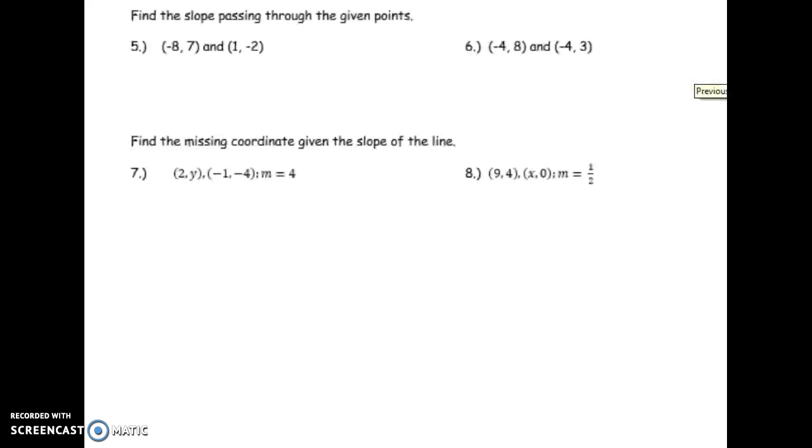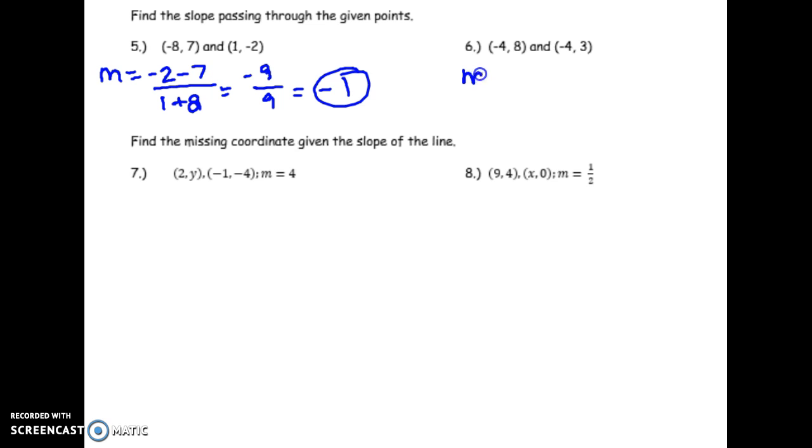There's number 5. Find the slope passing through the given points. Okay, so to find the slope, change in y: -2 minus 7 over the change in x, 1 plus 9. So -2 minus 7 is -9. And, oops, this is 1 plus 8. Okay, -9 divided by 9 gives me a slope of -1.